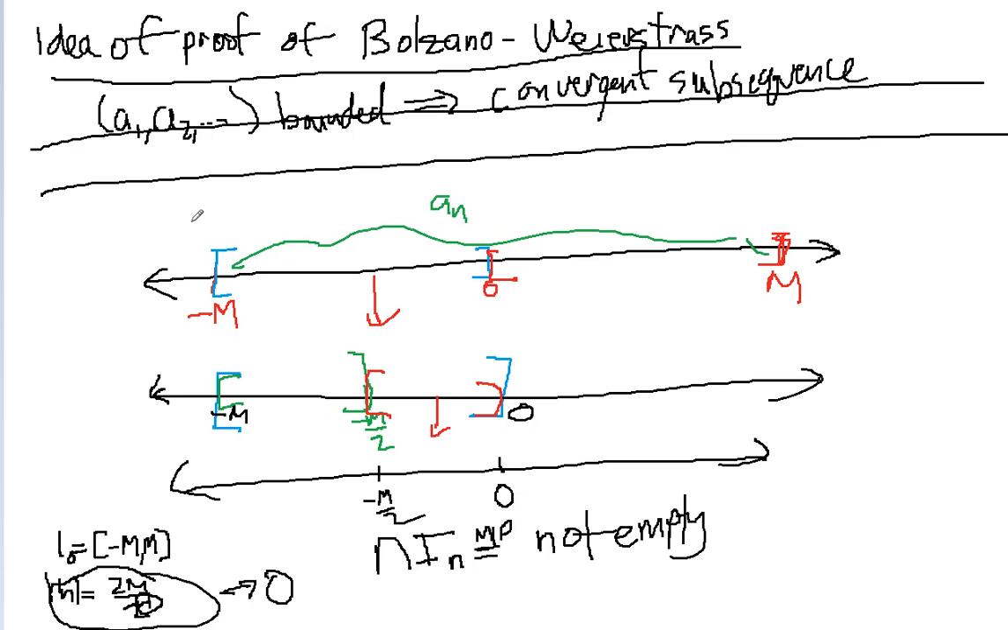I don't know what the indices are. I don't know if a1 is in there or not, but I know that one's there. So it's cool. You're just kind of narrowing down where they are, and you know that there are an infinite number of terms. I love this proof.